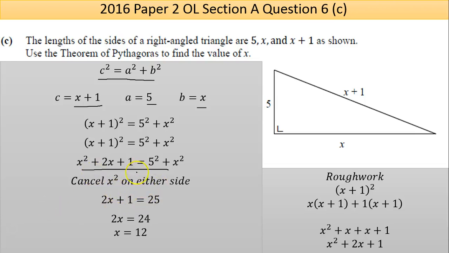So actually the x squared is cancelled on both sides, brain freeze there for a second. Bring the 1 across, change it to a negative. So you have 25 take away 1, 2x is equal to 24. Bring the 2 across, x is equal to 12. Okay. Now, I've found x, so I'm done.